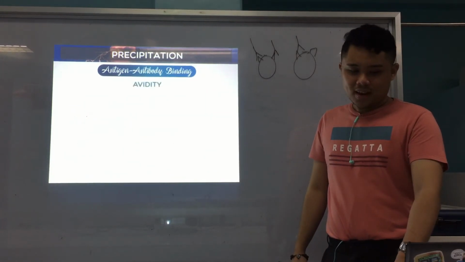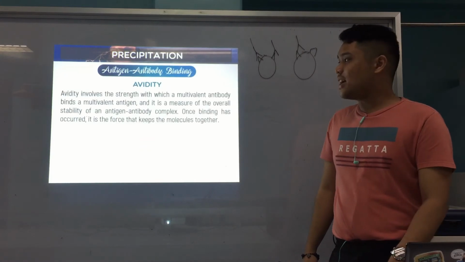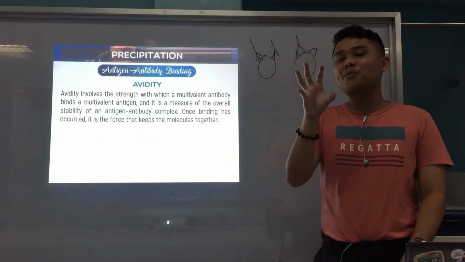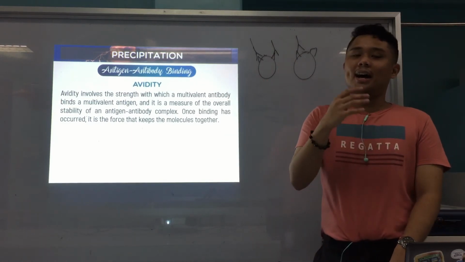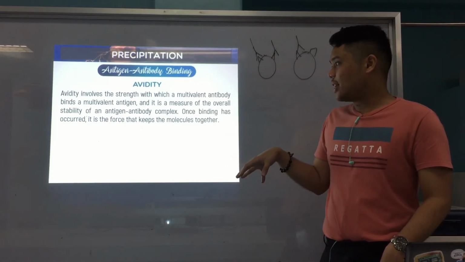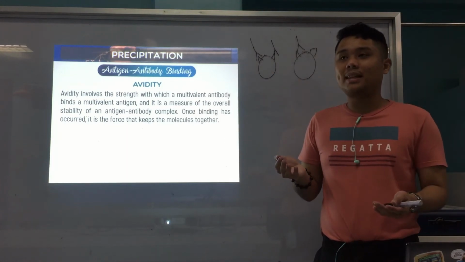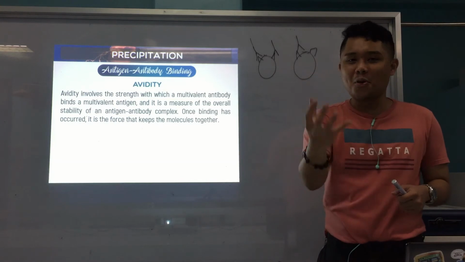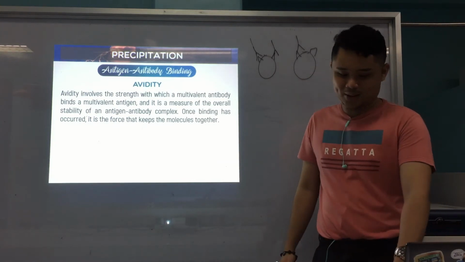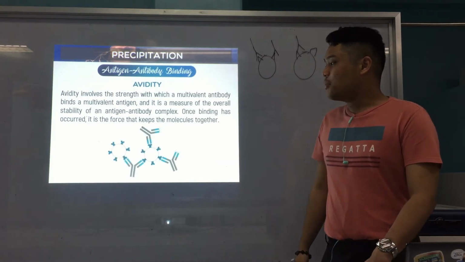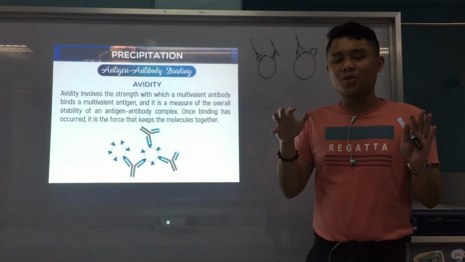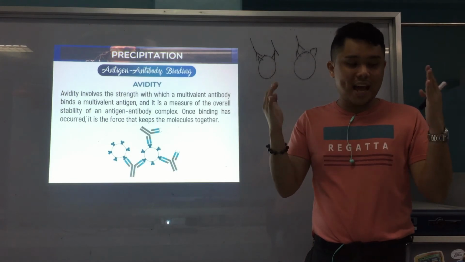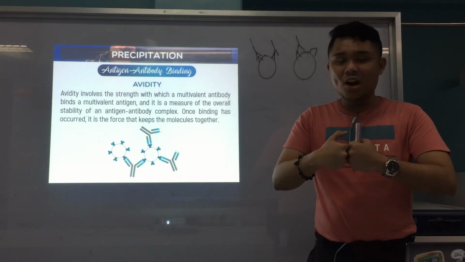Now we go to avidity. When you say avidity, it's the strength of a multivalent antibody that binds a multivalent antigen, and it's the overall measure of stability of the antigen-antibody complex. So once binding has occurred, it's the force that keeps the molecules together. So for example, multivalent. As you can see, there are many. Usually it's the overall good force that keeps the antigen-antibody complex intact.